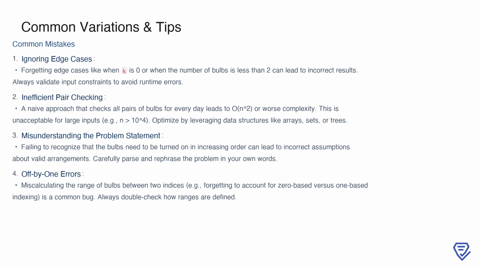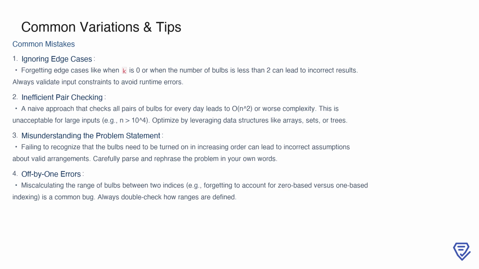For instance, when the value of k is 0 or the number of bulbs is less than 2, the problem may behave differently, so it's important to validate input constraints to avoid runtime errors. Another challenge is inefficient pair checking. A naive approach that checks all possible pairs of bulbs for every day has a time complexity of O(n²) or worse. This can become impractical for large input sizes, such as when n exceeds 10,000. Instead, optimizing with data structures like arrays, sets, or trees is critical.